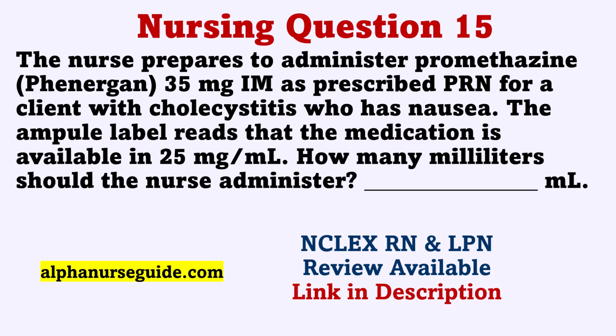To solve this problem, you set up the formula as 35 mg over X equals 25 mg over 1 milliliter. You cross-multiply 35 times 1 and X times 25. You get 25X equals 35. You divide 25 on both sides, and you get X equals 1.4 milliliters.